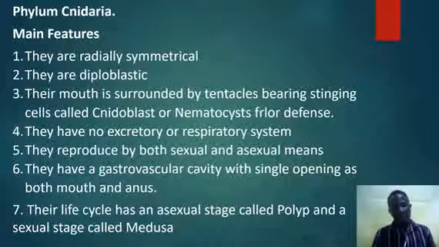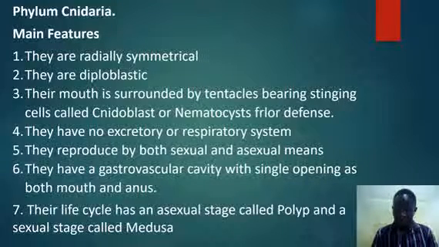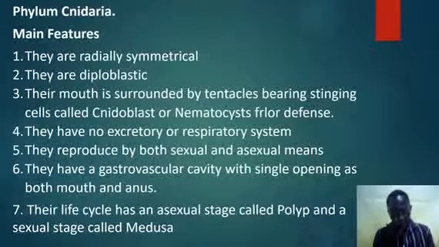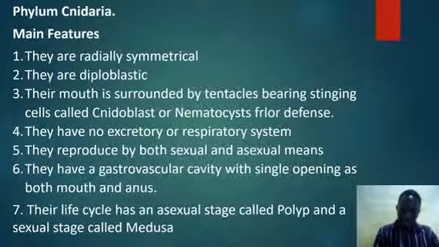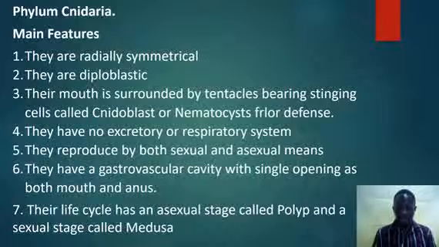Now they have a gastrovascular cavity with a single opening that serves as both mouth and anus. So the gastrovascular cavity has just one opening, and that opening serves the function of both mouth and anus. That is where they feed through, and that is where their feces also pass. So the mouth and the anus are just one single opening. Let's take note of that one.